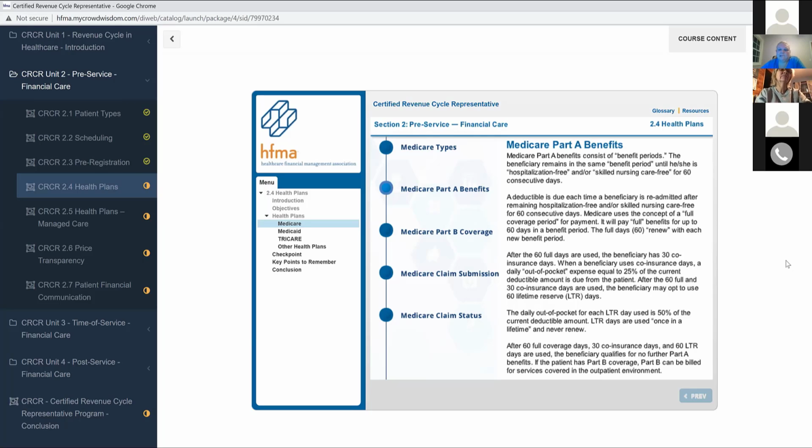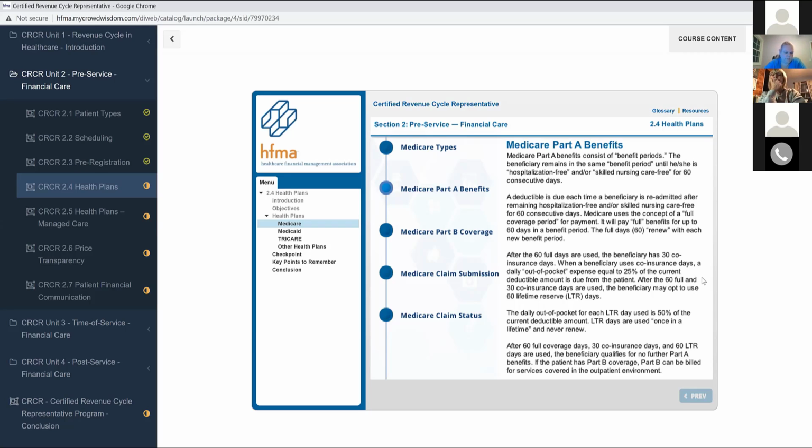A deductible is due each time the beneficiary is readmitted after remaining hospital free for the 60 consecutive days. And then after the 60 days are used, the beneficiary has 30 coinsurance days. So the beneficiary uses coinsurance days. It's a daily out-of-pocket expense. That's 25% of the current deductible amount.